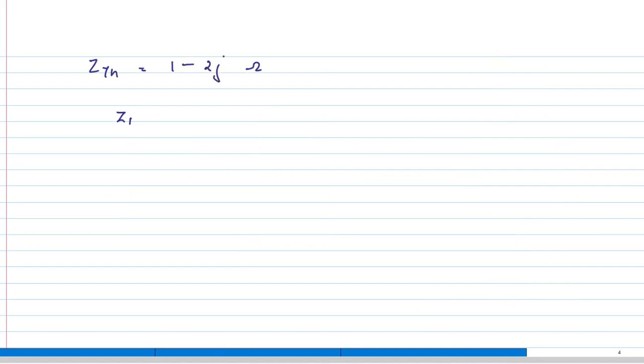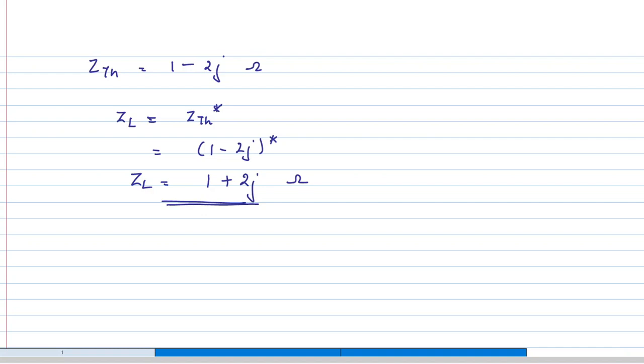We know that the load impedance is the complex conjugate of the Thevenin impedance. In order to find the complex conjugate, we just change the sign of the imaginary term, that is minus 2j has to be converted to plus 2j. So this is the value of the load impedance that has to be connected in order to absorb the maximum power from the source.